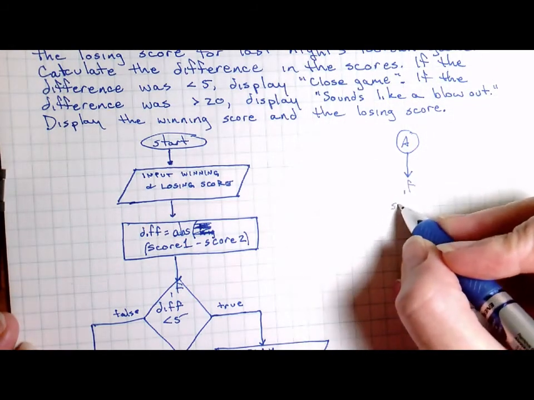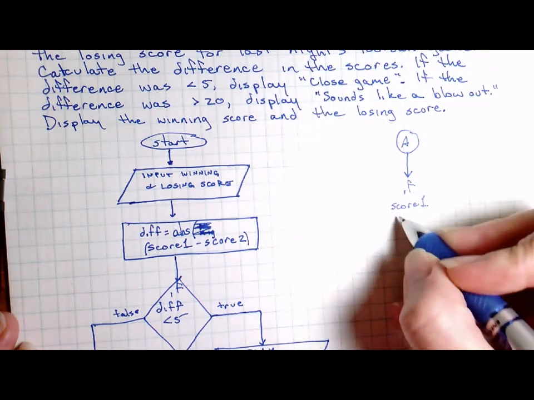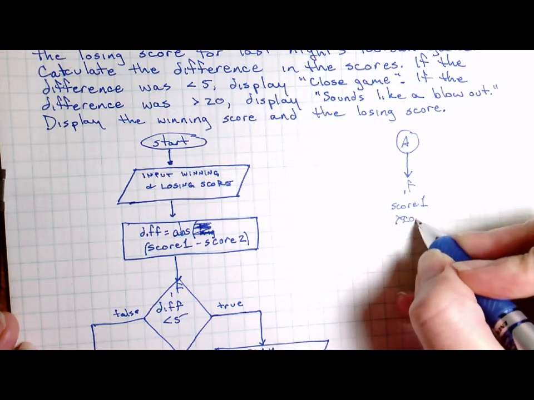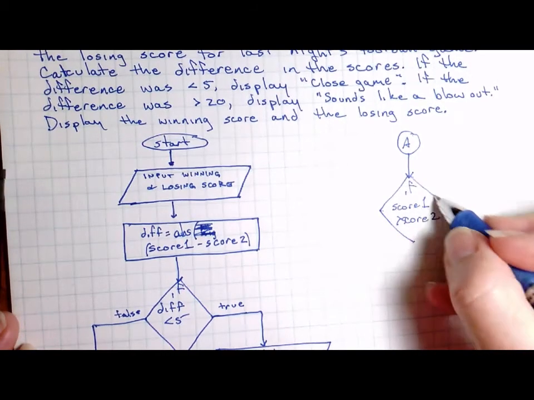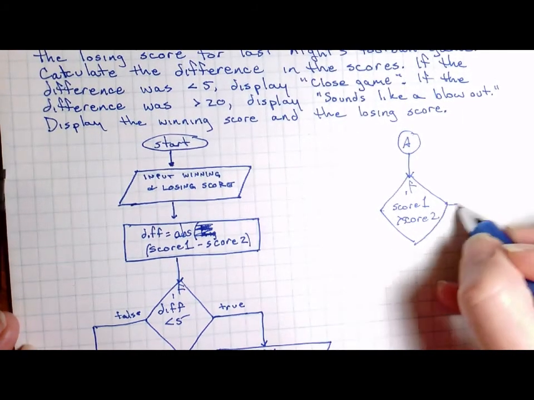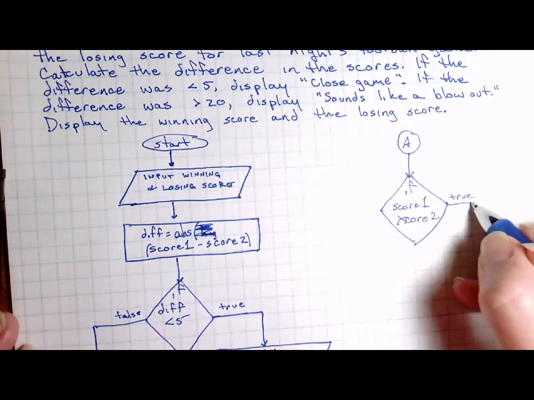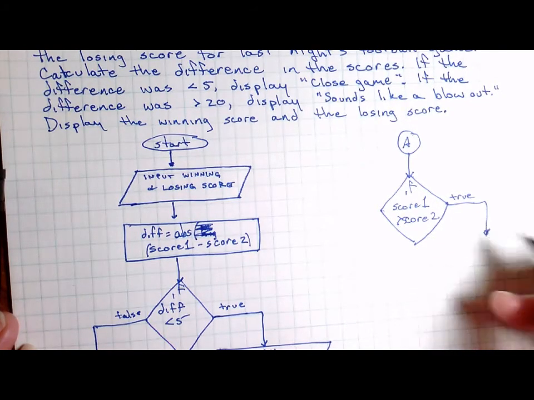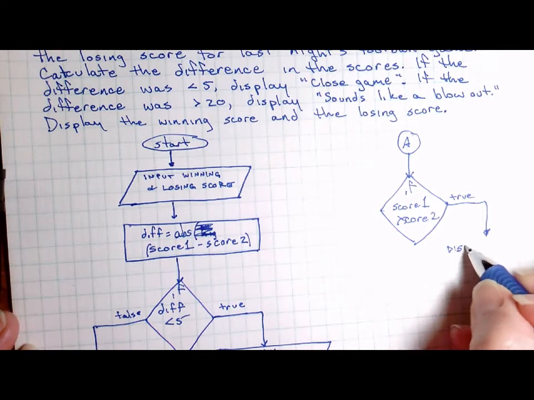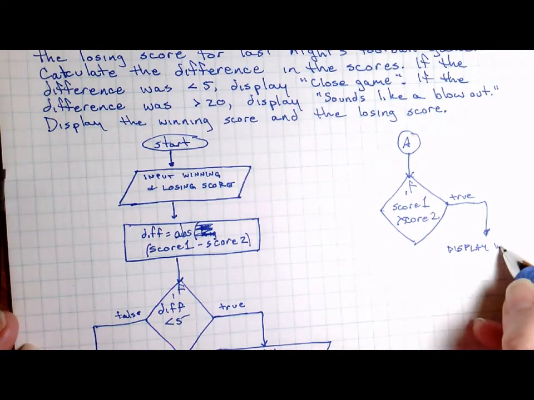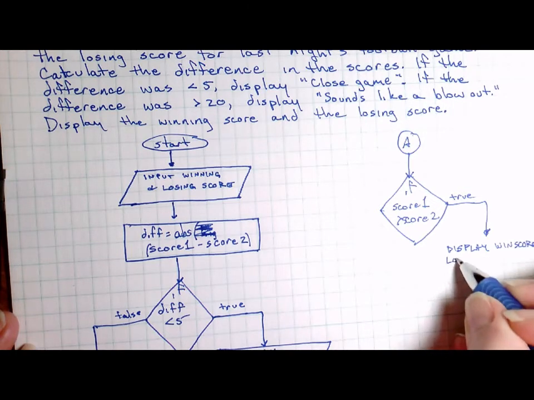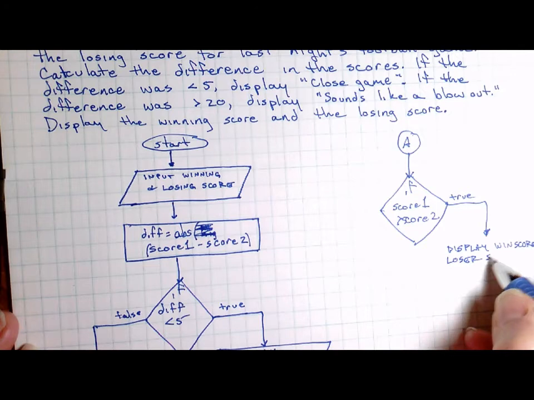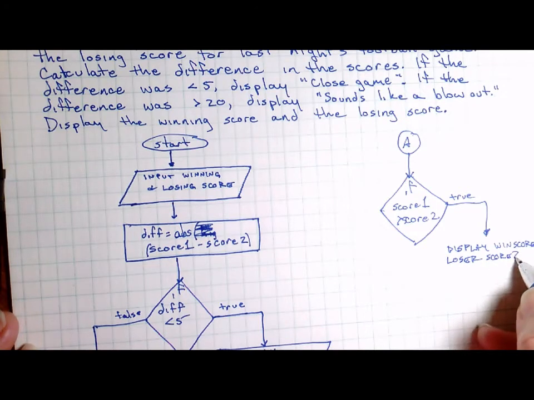So we have to ask if score 1 is greater than score 2. If that's true, we're going to display winner, score 1, loser, score 2. Again, that's a parallelogram.